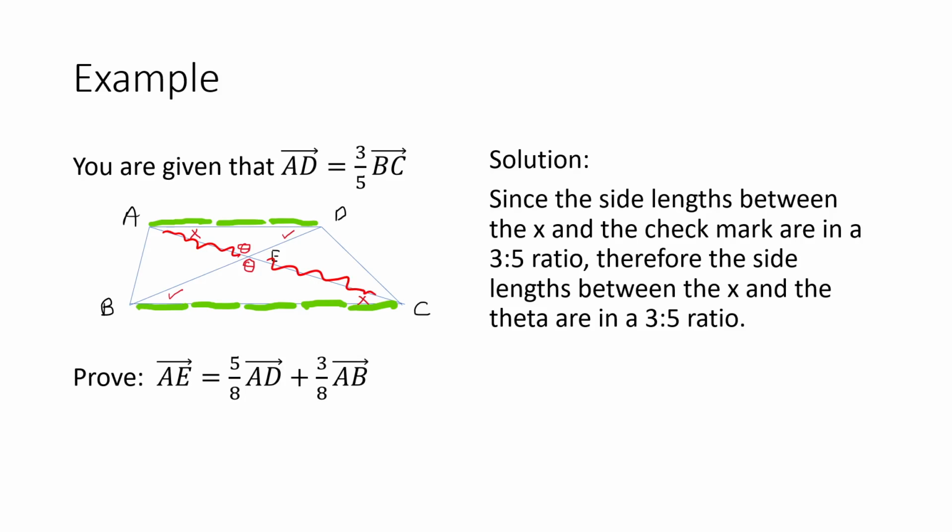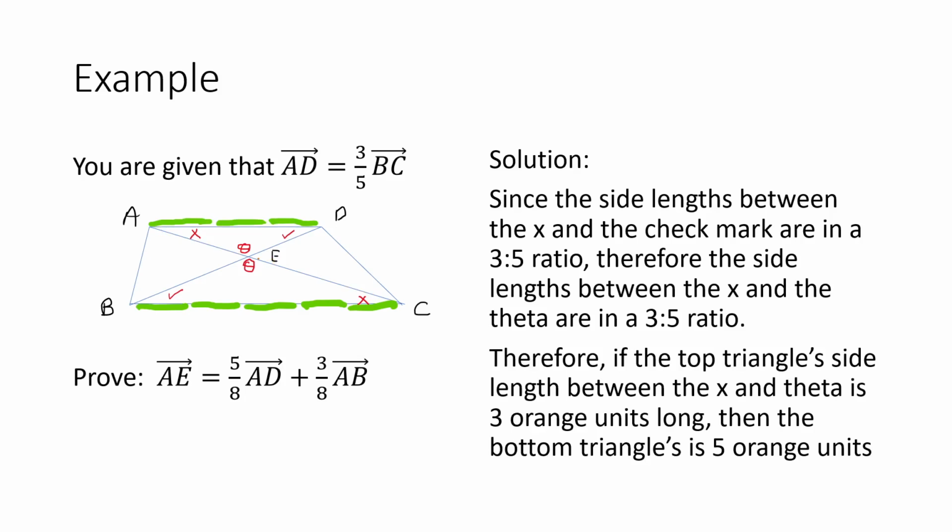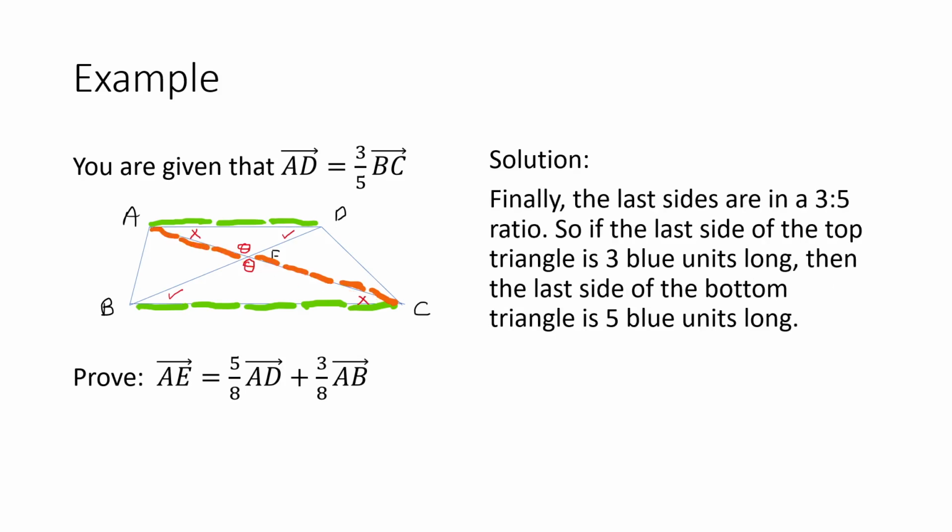But this side length isn't necessarily equal to this side length. So I can't say 3 green units and 5 green units like I did a minute ago because those concepts are already taken. So this might sound a little funny, but we're just going to call them orange units. Look at this top one, because we said a minute ago this side length and this side length must be in a 3:5 ratio. So I'm saying they are in a 3:5 ratio. One is 3 orange units long, one is 5 orange units long.